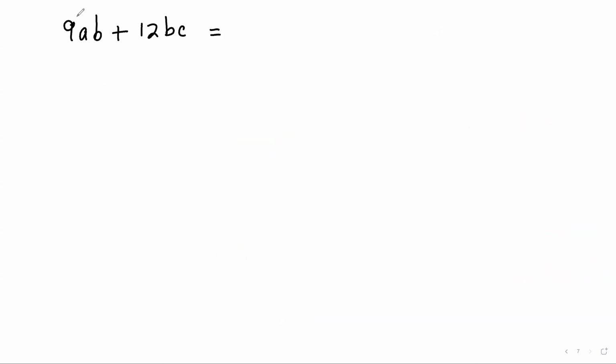First, your coefficients, 9 and 12, and your variables ab and bc. So the highest common factor between 9 and 12 is 3. So the coefficient will be 3. And then between ab and bc, the common factor is b. All right? So 3b times 3a gives me back 9ab, and 3b times 4c gives me back 12bc. So my factorization here would be 3b into 3a plus 4c.